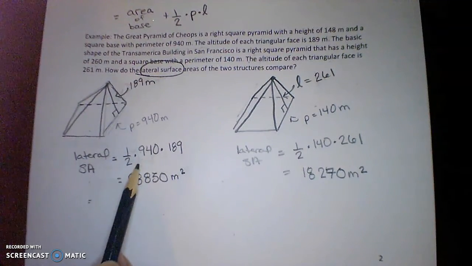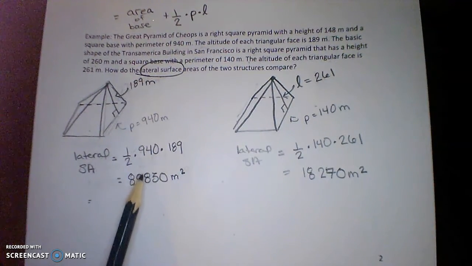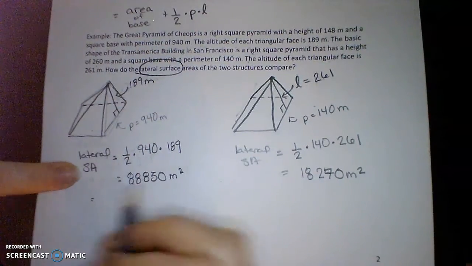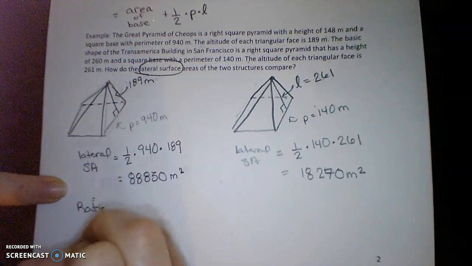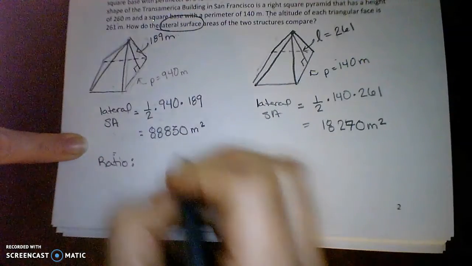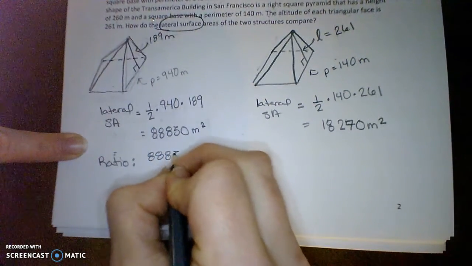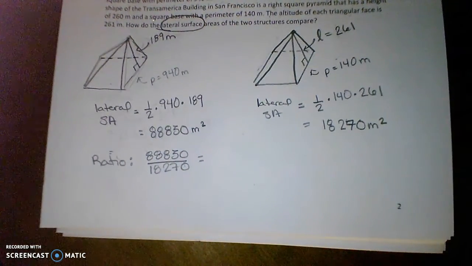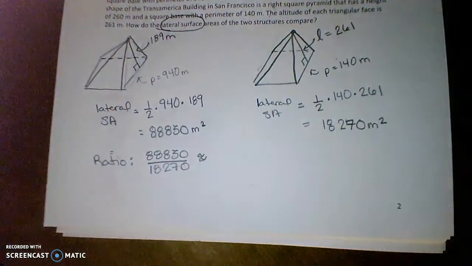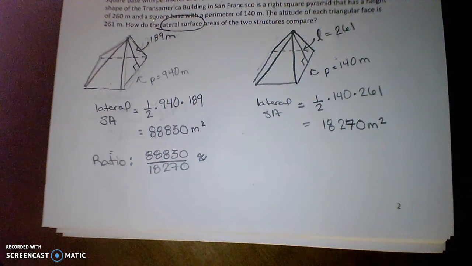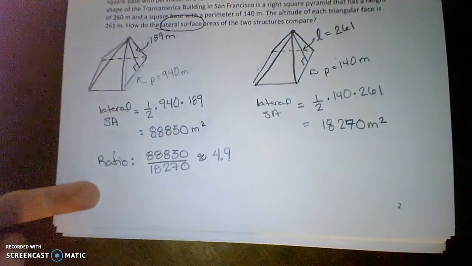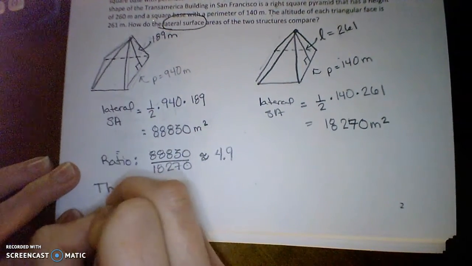So now this problem asked me to compare these two. Obviously, the Great Pyramid is much larger than the Transamerica building. But how much larger is it? Is it twice as big, 3 times as big? We can calculate that by taking the ratio of the two lateral surface areas. We'll take 88,830 over 18,270, and let's see what that ratio is. 88,830 divided by 18,270, we get approximately 4.86. I'll say approximately 4.9.